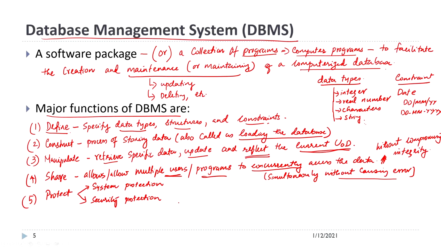So, the system protection typically means, what is it intended for? It is against any hardware or software malfunction. So, the system protection basically protects the integrity of the database against any hardware or software malfunction. The common word for this is crash. The system should protect against any computer crash. Protect the data from any computer crash.